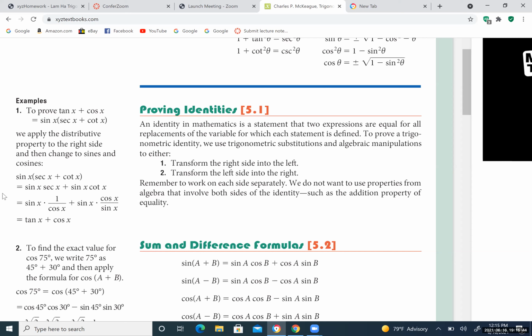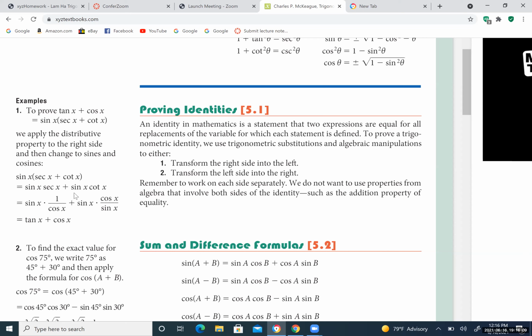If you're confused, you should start exactly like the textbook. You say, I start from my right-hand side, which equals this big term, and then I break it down. And then at the end it equals tangent x plus cosine x. That is my left-hand side. Like that, then it's proving.